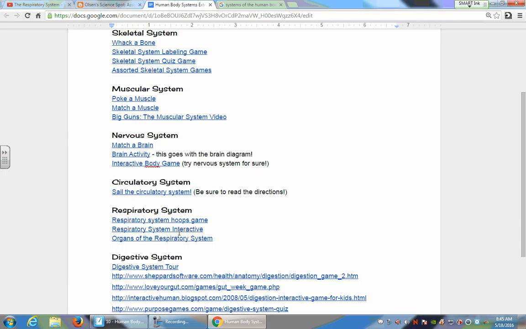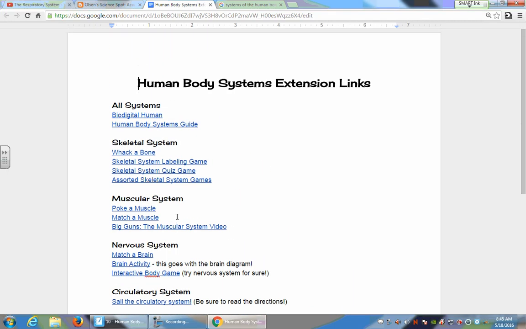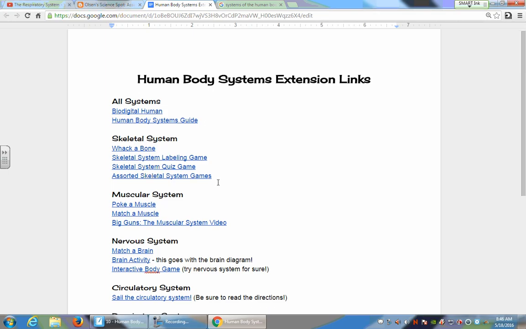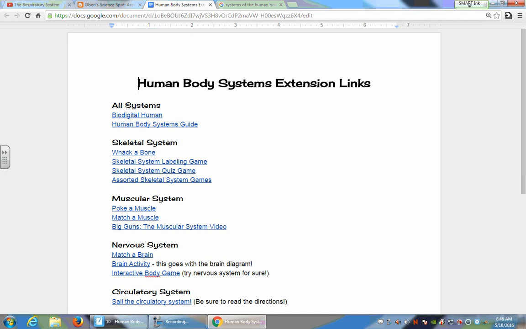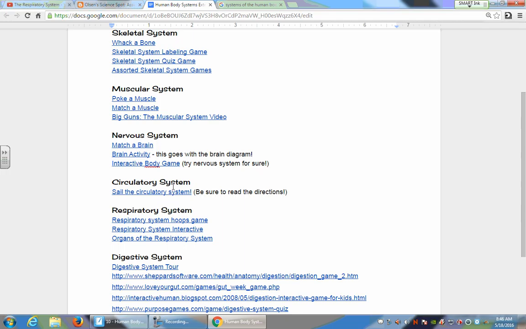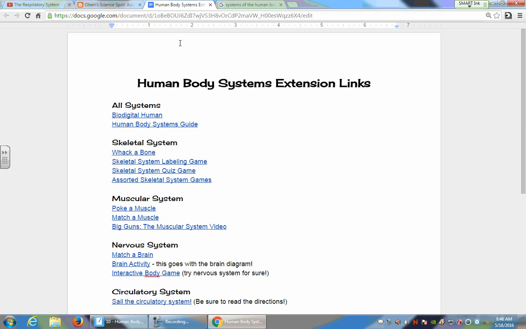If you finish all of these within your class time, you go through all of the respiratory system extensions and you're bored with them, then you have the option you could move on and explore them in the all systems extensions. You could look at the Biodigital Human Interactive site or the Human Body Systems Guide. But I would highly, highly recommend that you just stick with respiratory system for today instead of moving on to the all systems. We'll save those for review at the end. So that's after you finish your labeling.